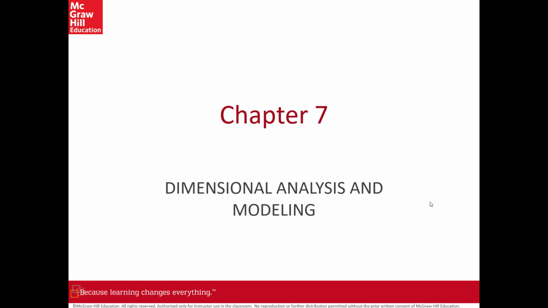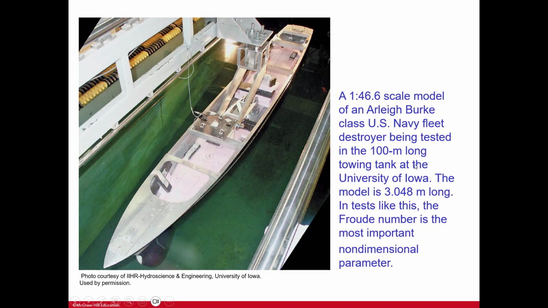Let's move straight into Chapter 7, which is the dimensional analysis and modeling. Here's a scaled model of a U.S. Navy fleet destroyer and how it's being tested, introducing you to the Froude number, things like that. But this is showing you that you can have more than one way of modeling, right?